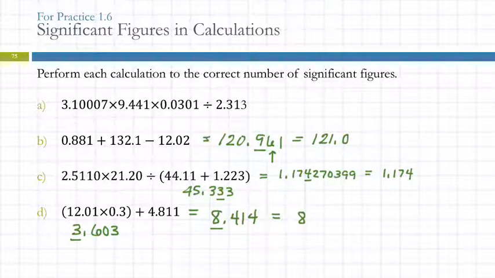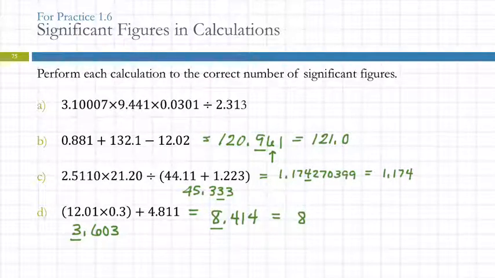For letter C, the underline, when we add the 44.11 plus 1.223, it became 45.333. Then we underline the hundredths, but then our answer, 1.174, we underline the 4 on the thousandths. Why is that? Okay, so the question is, I'm repeating it for the YouTube people. Here we've got the hundredths place, but then in our final answer we have the thousandths place. How does that happen?